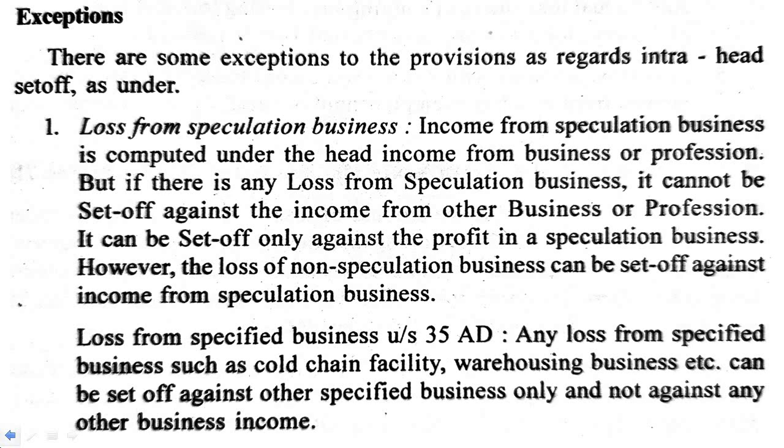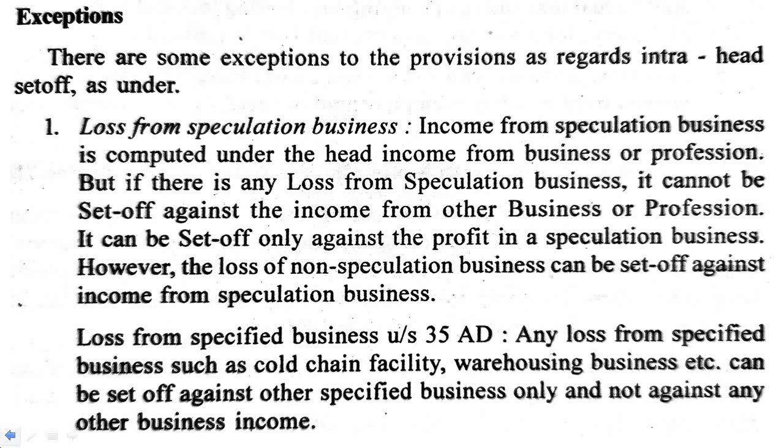First one, loss from speculation business. Income from speculation business is computed under the head income from business or profession. But if there is any loss from speculation business, it cannot be set off against the income from other business or profession. It can be set off only against the profit in a speculation business. However, the loss of non-speculation business can be set off against income from speculation business.